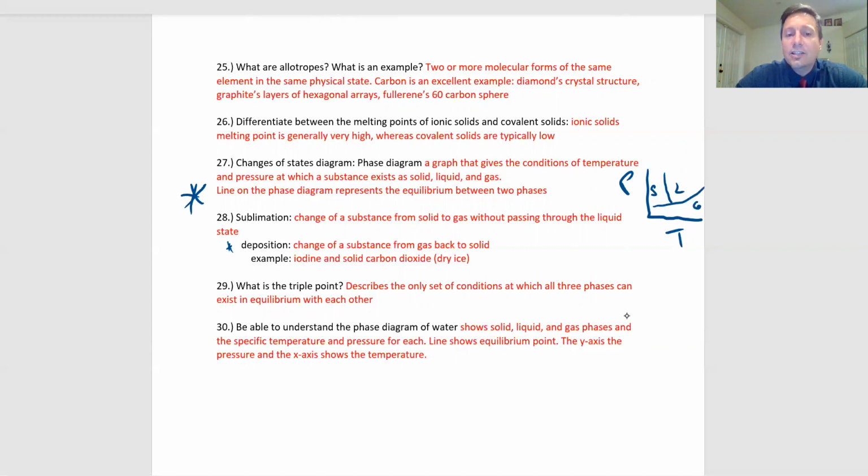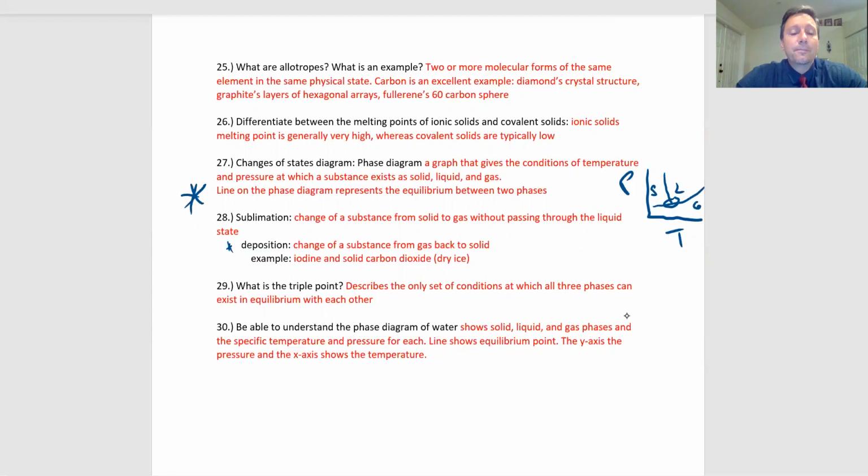Number 29, what is the triple point? That is this point right here on this little graph I drew. It describes the only set of conditions at which all three phases exist in equilibrium. So say for water, you say the triple point of water. At the triple point, which is right above freezing and just above a vacuum, it is boiling, it is condensing, and it is freezing, all at the same temperature. And that's the beauty of the triple point.